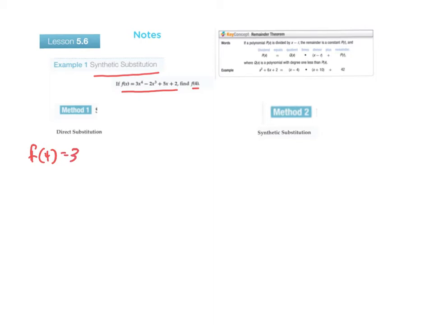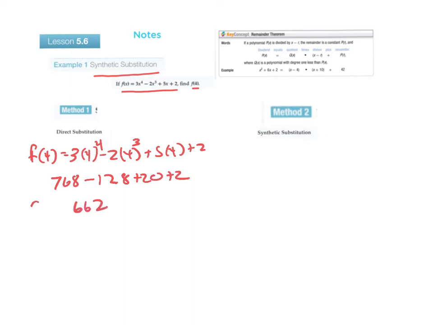That equals 3 times 4 to the 4th power minus 2 times 4 to the 3rd power plus 5 times 4 plus 2. And if I do the math of this, this will be 768 minus 128 plus 20 plus 2. And it'll end up as 662. So f of 4 is 662.